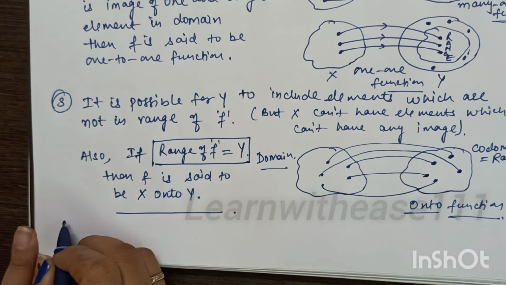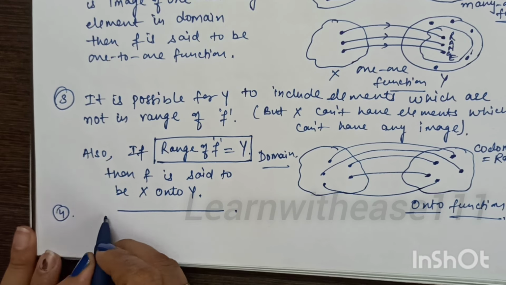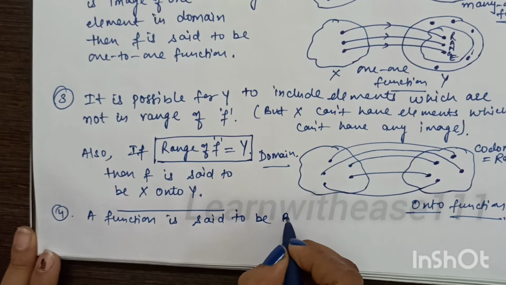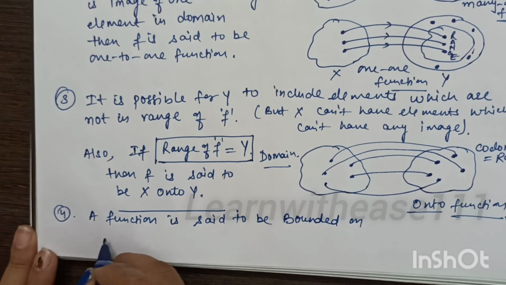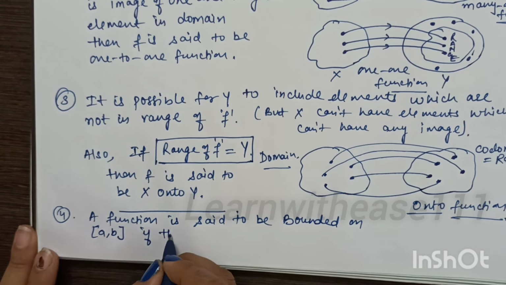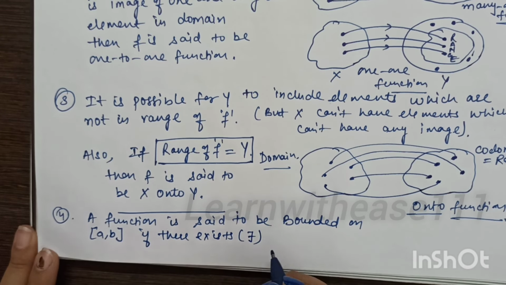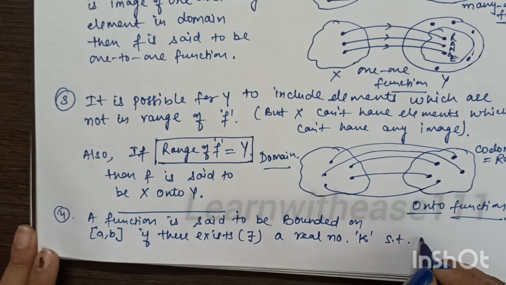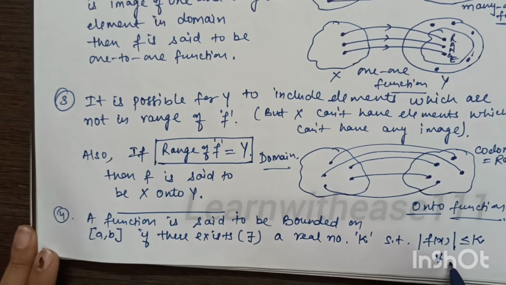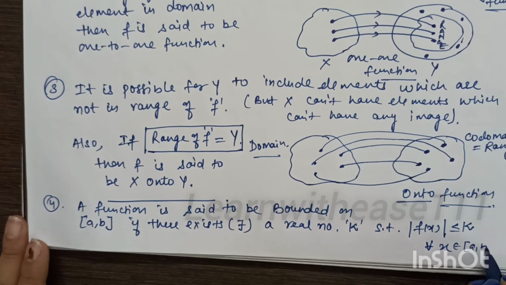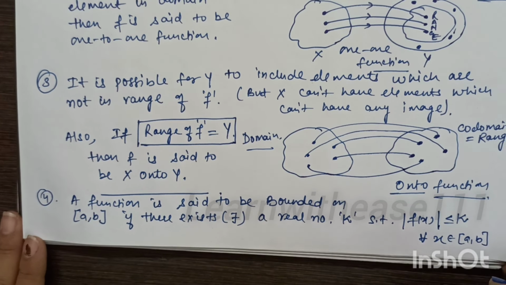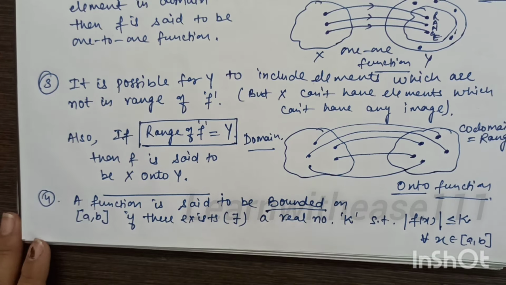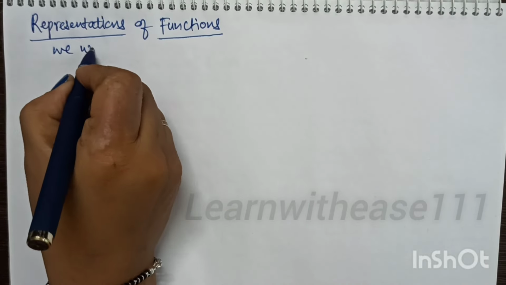Next is about the bounded function. A function f is said to be bounded on interval AB, a closed interval from A to B, if there exists a real number k such that mod of f(x) is less than or equal to k for all x belonging to the interval AB. It means for every element you take from the interval, the value of the function lies between minus k and k, then the function is bounded.